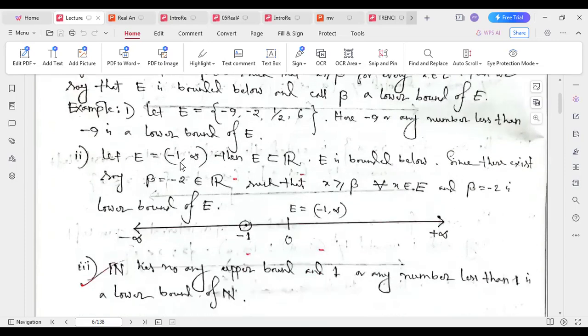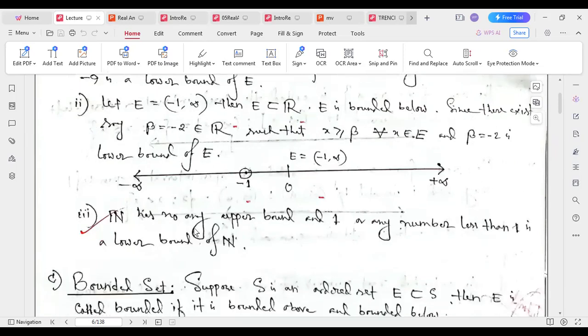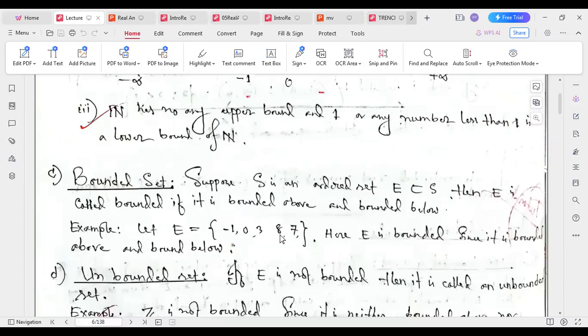Similarly, the open interval (-1, infinity), a subset of the real numbers, is bounded below, since there exists beta equals -2, belonging to the real numbers, such that x is greater than or equal to beta for all x belonging to E, and beta equals -2 is a lower bound of E. You can describe it on the real number line. The natural numbers have no upper bound, and 1 or any number less than 1 is a lower bound of the natural numbers. Now, what will be the bounded set?